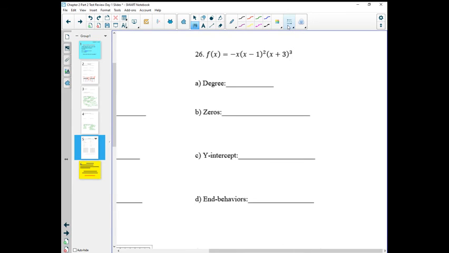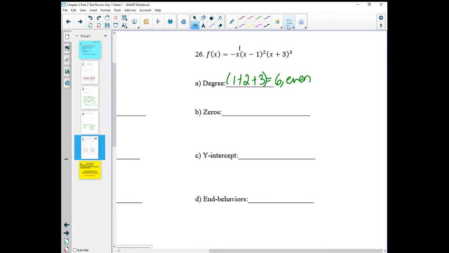On the last question of your test review, we're going to do the same thing. State the degree, zeros, y-intercept, and end behaviors before we sketch this function. The degree we can find by adding all the exponents together. 1 plus 2 plus 3 is 6. That's what makes this function even.